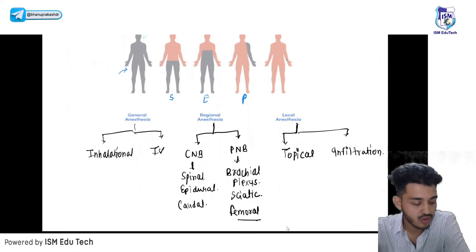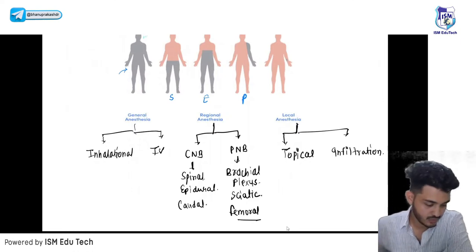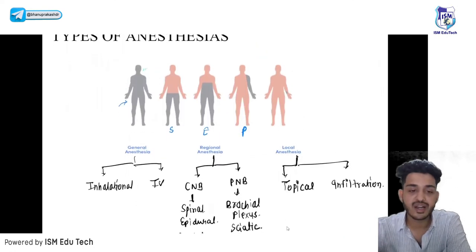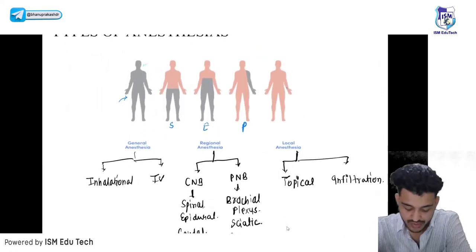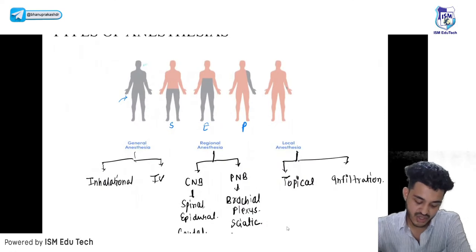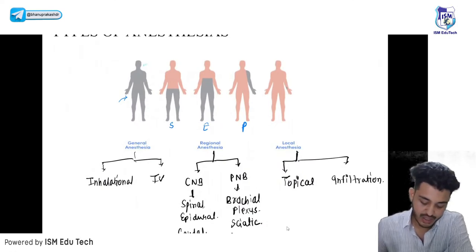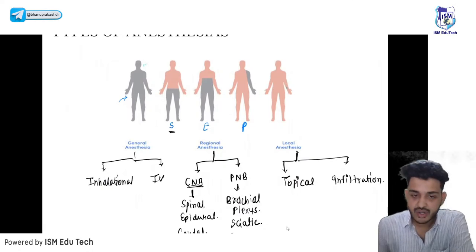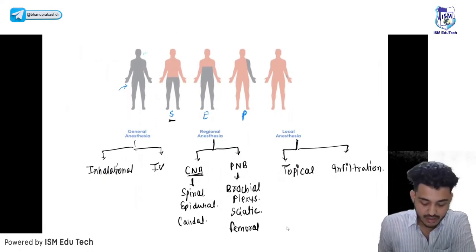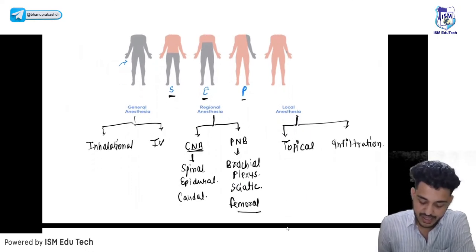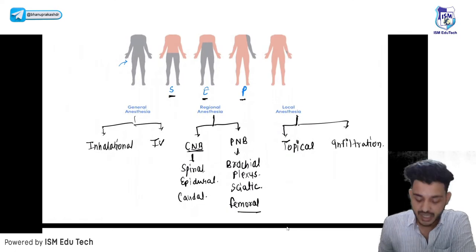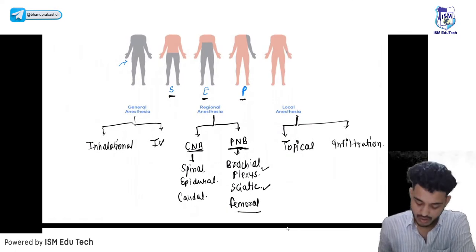What we have seen till now, first thing, general anesthesia. General anesthesia is further divided into inhalational anesthesia and IV anesthetic agents. Central neuraxial blockade is further divided into spinal, epidural and caudal, and peripheral nerve block will be brachial plexus, sciatic or femoral.